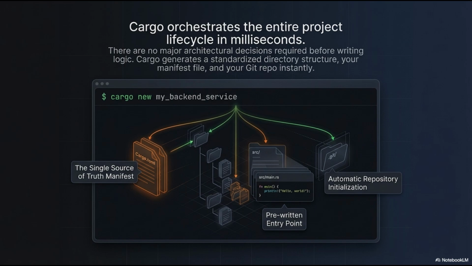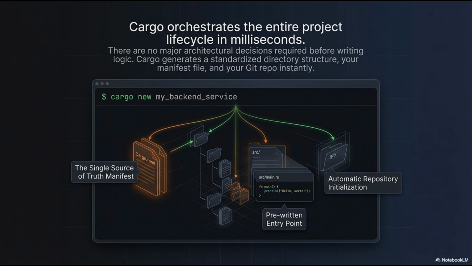That's awesome. And building it is just as unified, right? You just run cargo build. Yep. And if you want to build and execute the binary in one step, it's cargo run. Want to run your unit tests? Just type cargo test. But, and I noticed this in the sources, they emphasize a specific flag for production. Cargo build --release. What is the mechanical difference there?